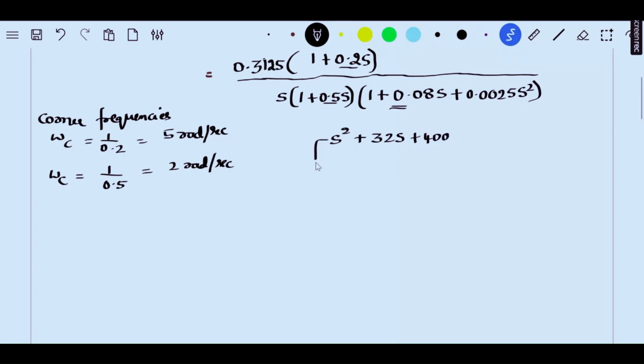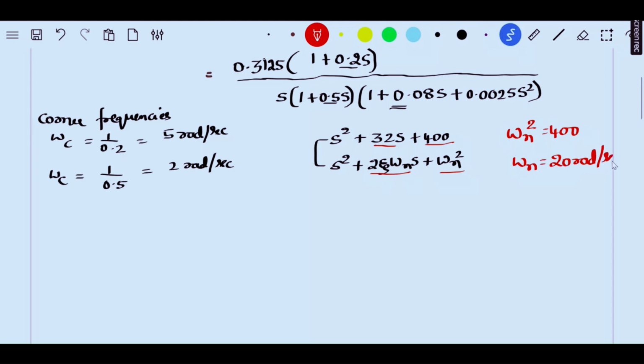Now, if you compare this with the second order equation, we all know the second order equation is s square plus 2 zeta omega n s plus omega n square. If you compare these two terms, we see that omega n square is equal to 400, and 2 zeta omega n is equal to 32. So omega n square equals 400, and I'll be able to get the frequency omega n equals 20 radians per second.